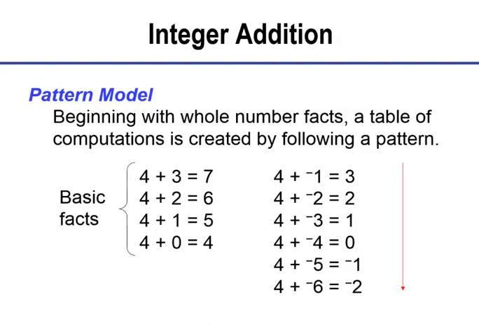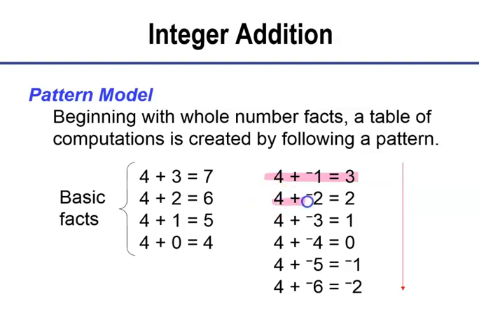A table of computations is created by the following pattern. So we know 4 plus 3 equals 7, 4 plus 2 equals 6, 4 plus 1 equals 5, 4 plus 0 equals 4. That's a pattern. Notice every time we drop a number that we're adding, make it one lower, then the answer is one lower. So this would imply that 4 plus a negative 1 must equal 3.